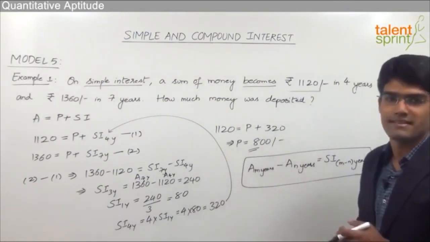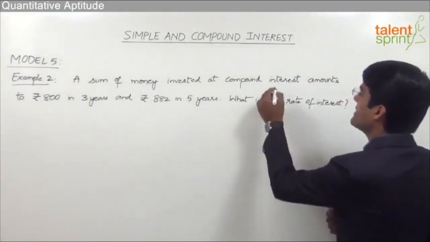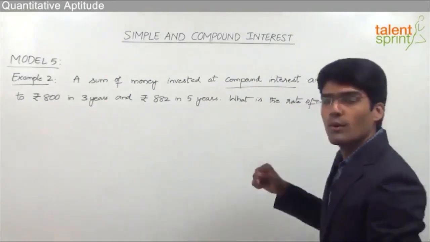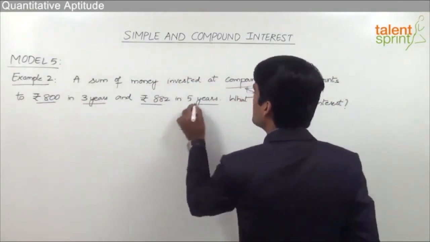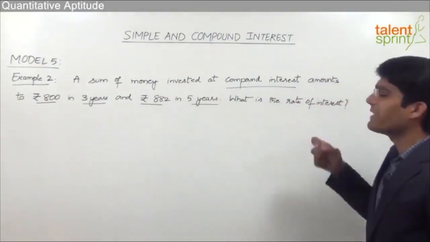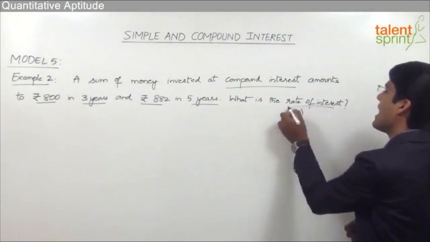A sum of money invested at compound interest amounts to rupees 800 in 3 years and rupees 882 in 5 years. What is the rate of interest? So here we are supposed to find out the rate of interest R.